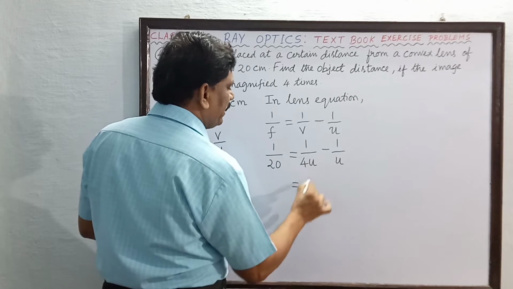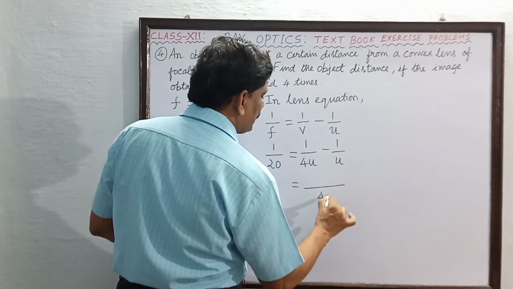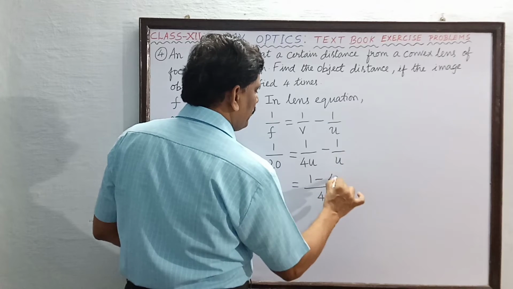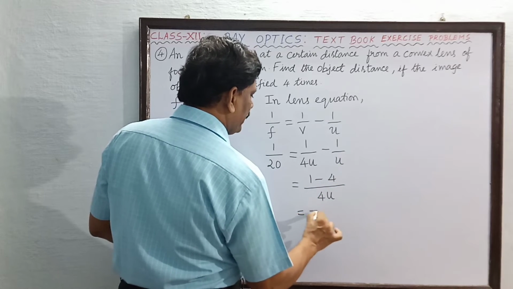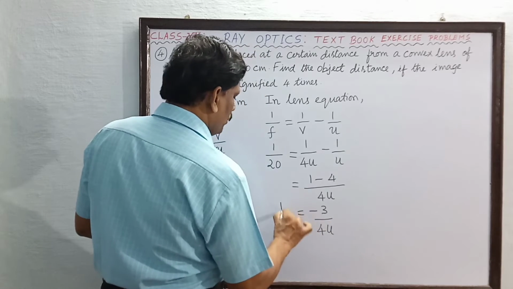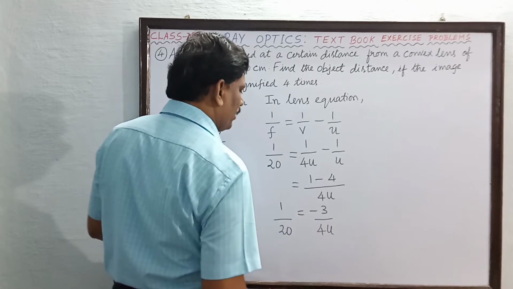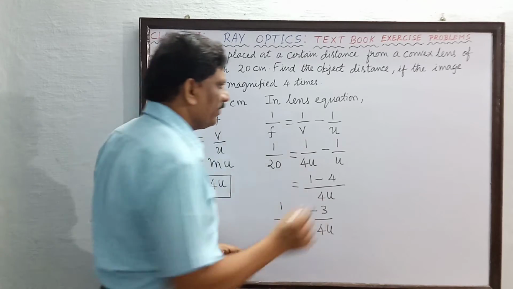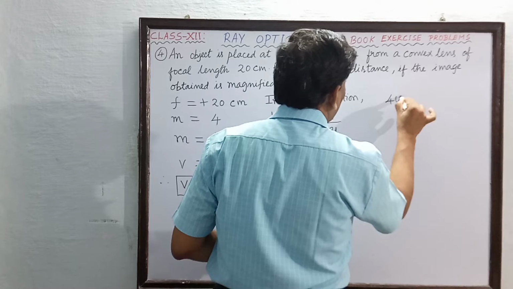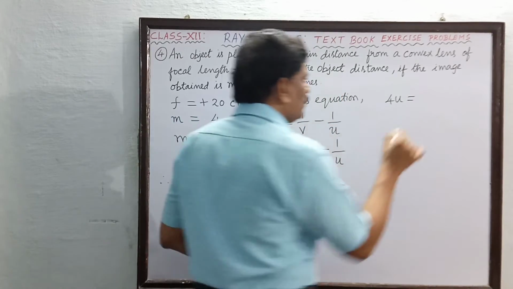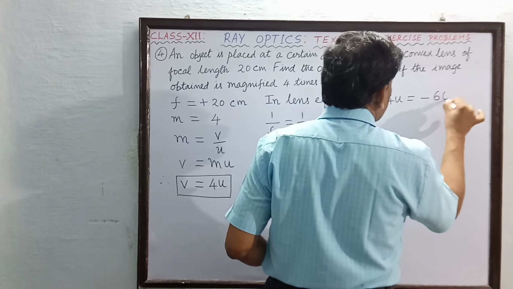So the LCM here is 4u. So I will take this as 4u. So this is 1 minus 4. So this is now equal to minus 3 divided by 4u. So 1 by 20 is equal to minus 3 by 4u. Cross multiplying, left hand side becomes 4 into u is equal to minus 3 into 20. So this is equal to minus 60.